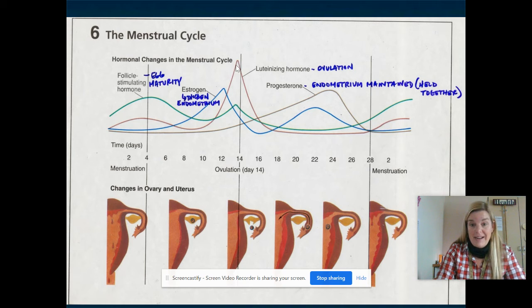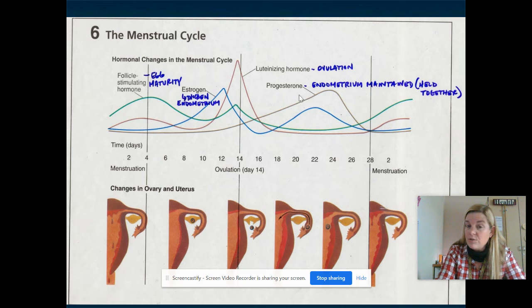LH, or luteinizing hormone, is at its peak right before ovulation. So that's what causes ovulation. We have a peak in luteinizing hormone. All right, and then we move through the next few days. You can see that egg is traveling through the fallopian tube, and there was no sperm, so we didn't get this egg fertilized. But we're still kind of hopeful for a few days here.